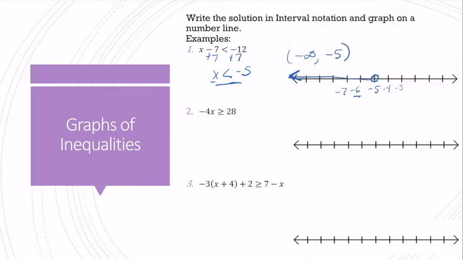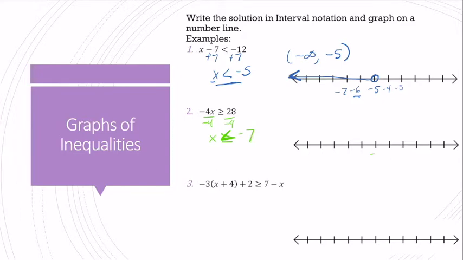Next, I have negative 4x is greater than or equal to 28. I'm going to divide both sides by negative 4. That gives me x is less than or equal to, because I have to flip the sign, 28 over negative 4, which would be negative 7. So x is less than or equal to negative 7.